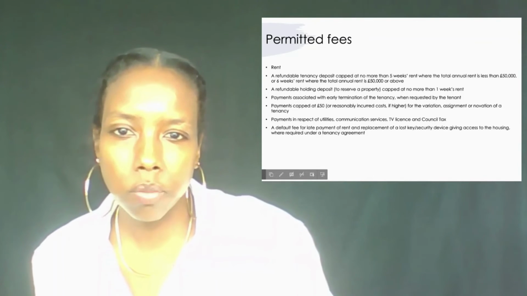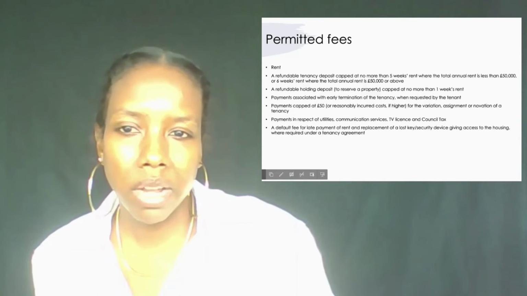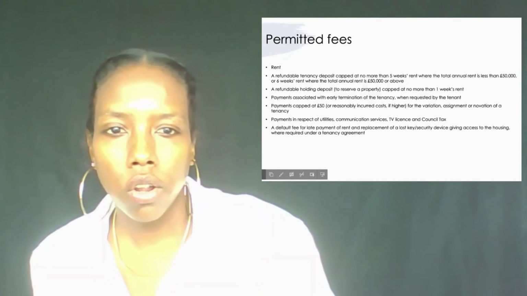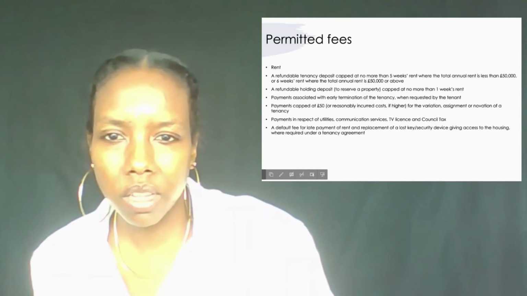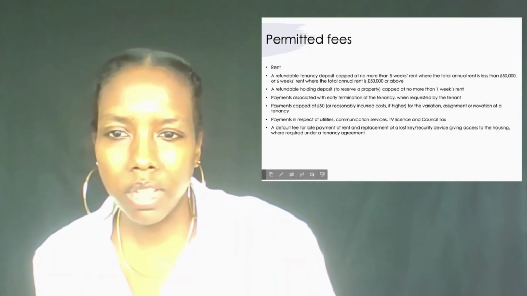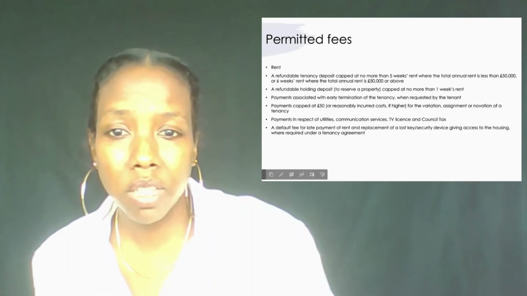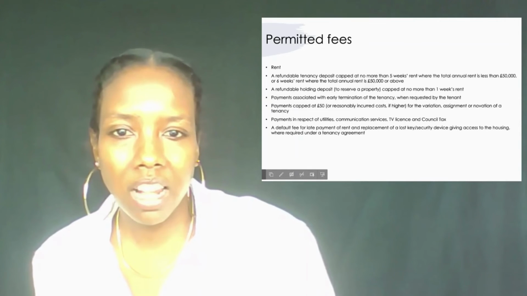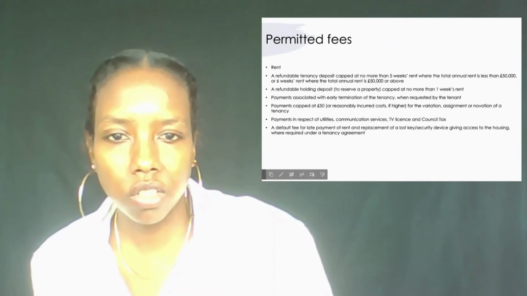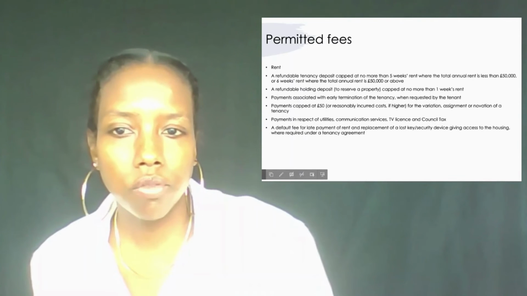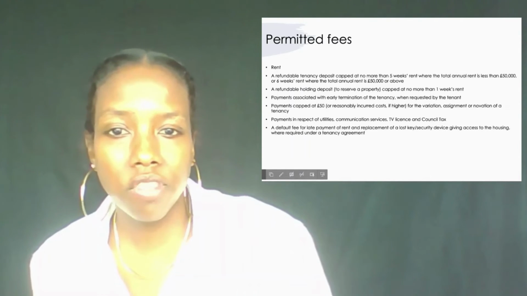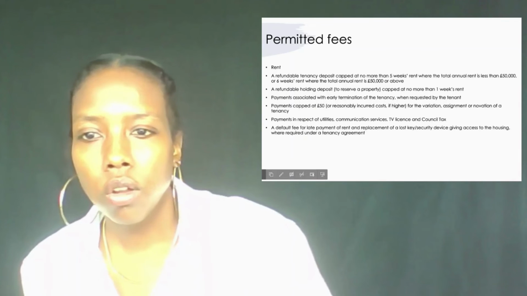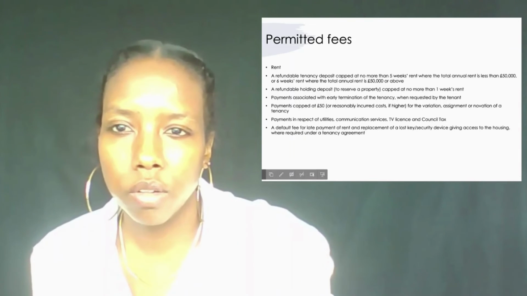Payments associated with early termination of the tenancy when requested by the tenant. Payments capped at £50 for variation, assignment, or novation of tenancy, or reasonably incurred cost if higher. Payments in respect of utilities. These are permitted fees that can be expected. TV license, which is a license that they have in this country. Council tax payments, a default fee for late payment of rent, and replacement of a lost key or security device giving access to housing where required under a tenancy agreement.